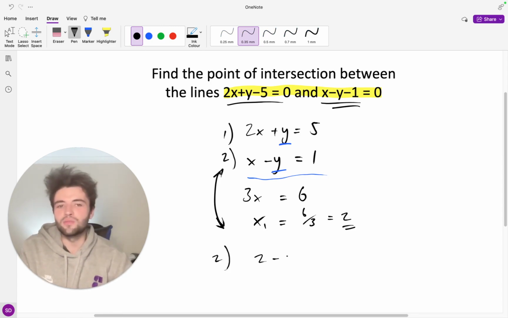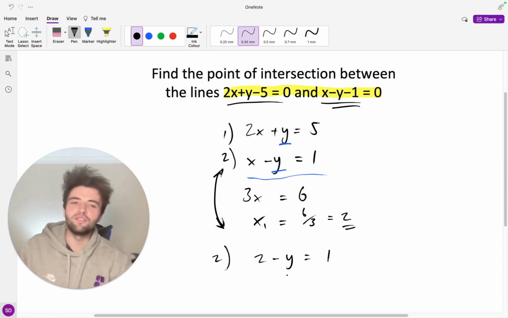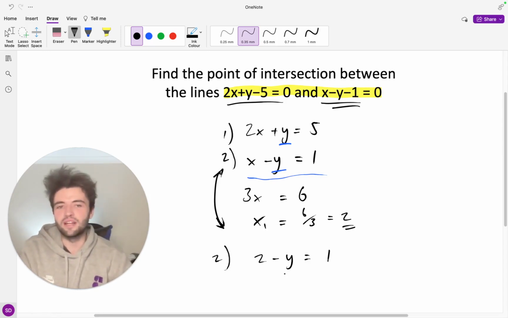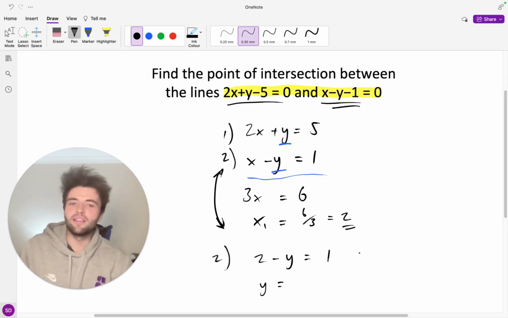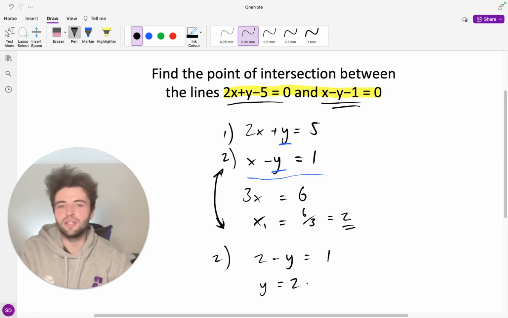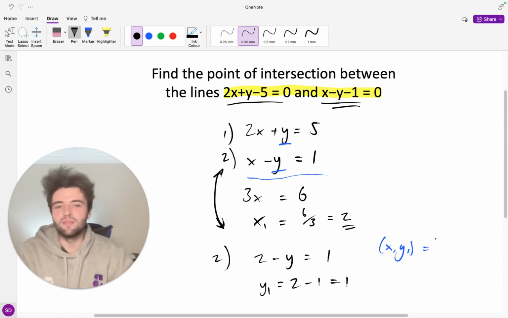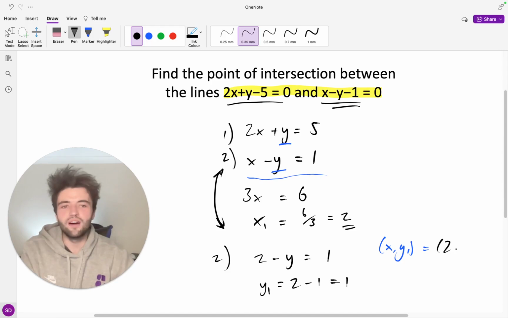So we have 2 minus y is equal to 1. And then now we just get y on the left hand side. So we can add across by y and then subtract across by 1. So we get y is equal to 2 minus 1, which is equal to 1. And we're just going to call this y1 because it's a point. So our point of intersection, x1, y1 for this question is just going to be the point 2, 1. So that's going to be it here.